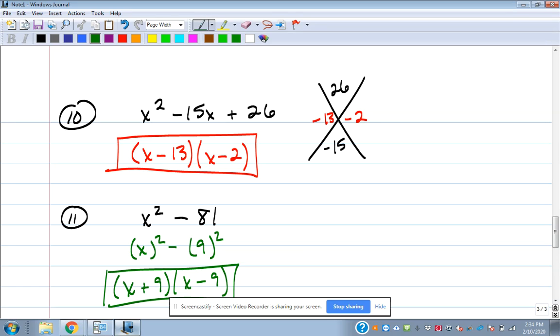Questions about factoring? Take some practice, get back on the horse with the factoring stuff. It may have been a while. You may not have been great at it in Algebra 1. That's okay. We can get better at it right now. So you're just going to have to take the practice to do that.